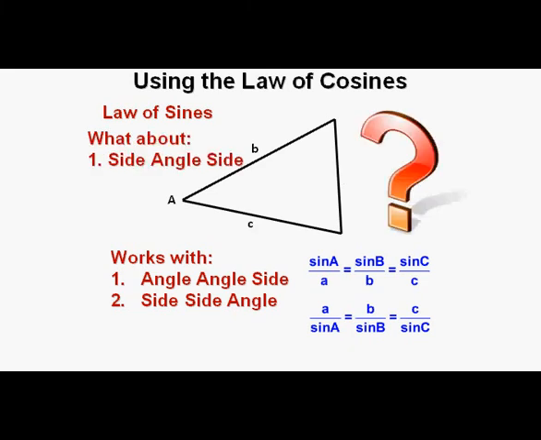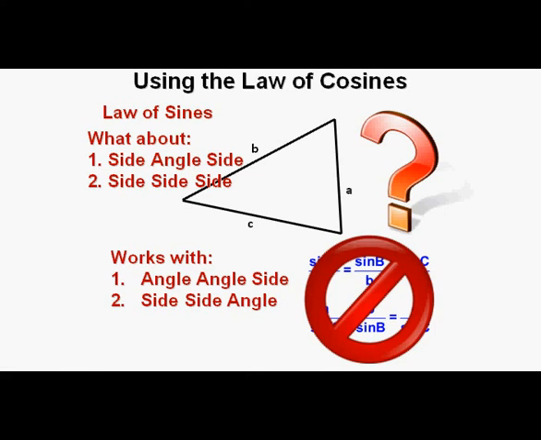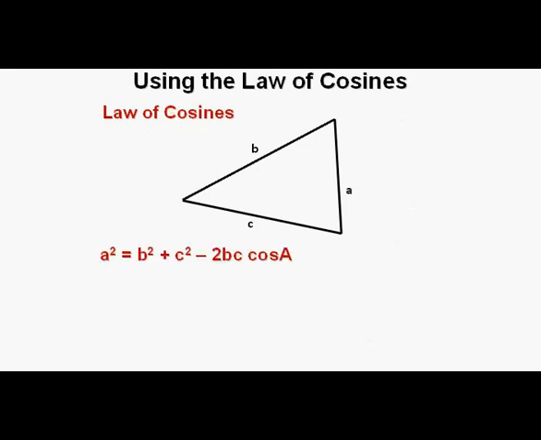But what if we have side angle side, in this case side little b, angle A, and side little c? Or what if we have side, side, side, in this case side A, side B, and side C without any known angle? In these two cases, side angle side and side, side, side, the law of sines will not work, or at least not to start solving a triangle. Fortunately, we have the law of cosines that works for side angle side and for side, side, side.